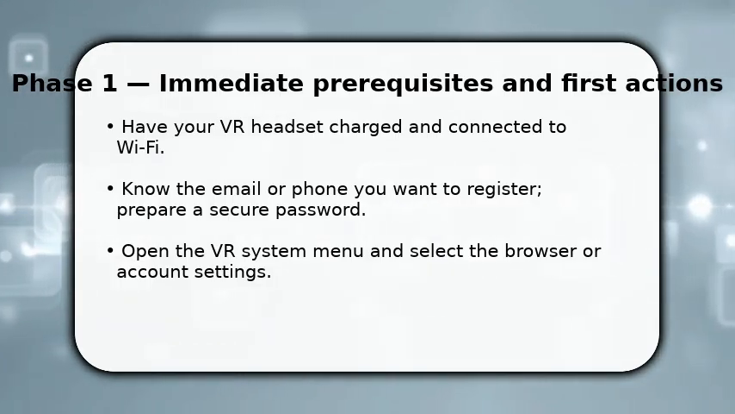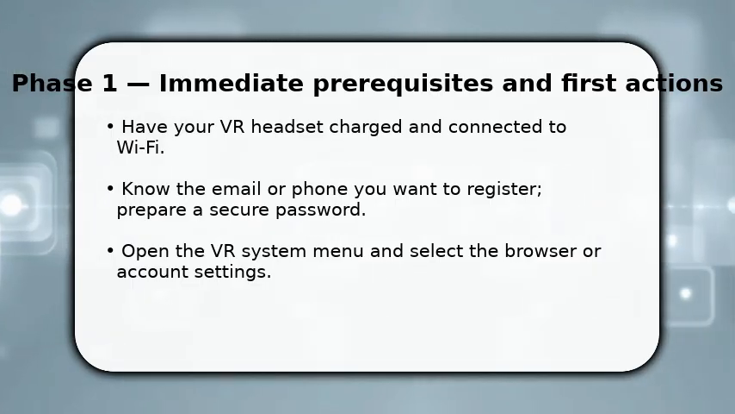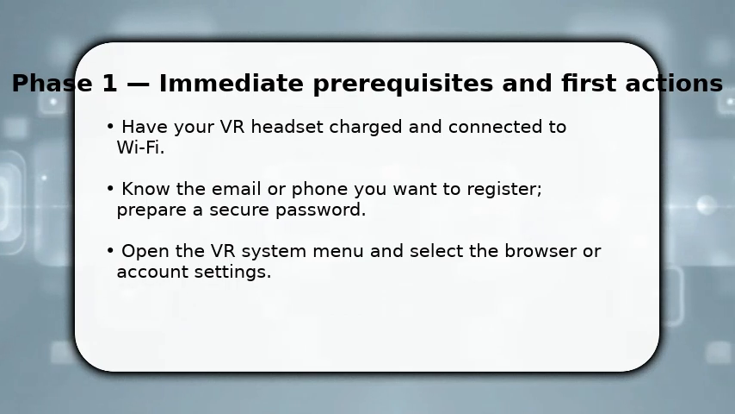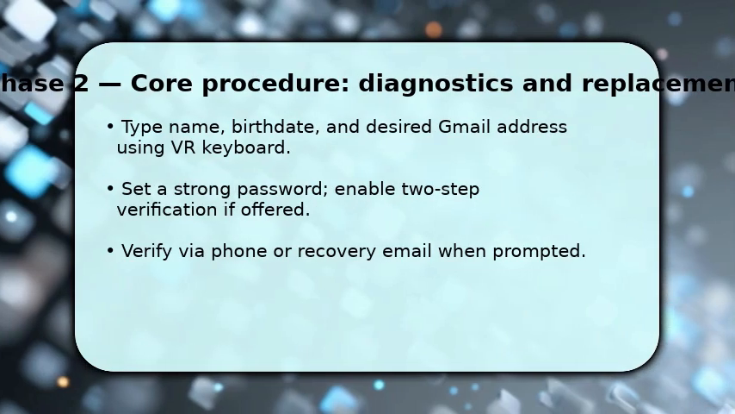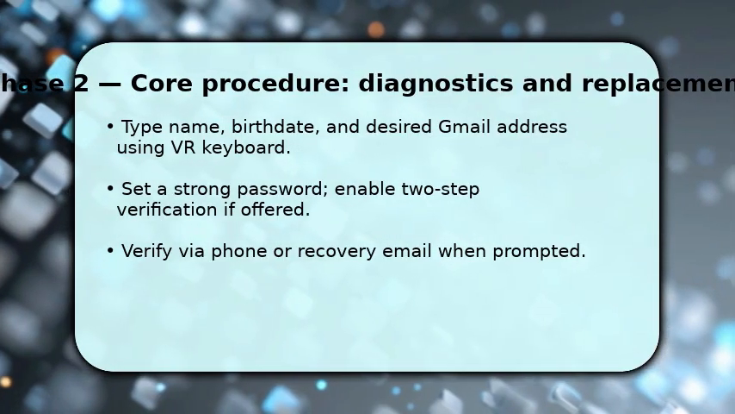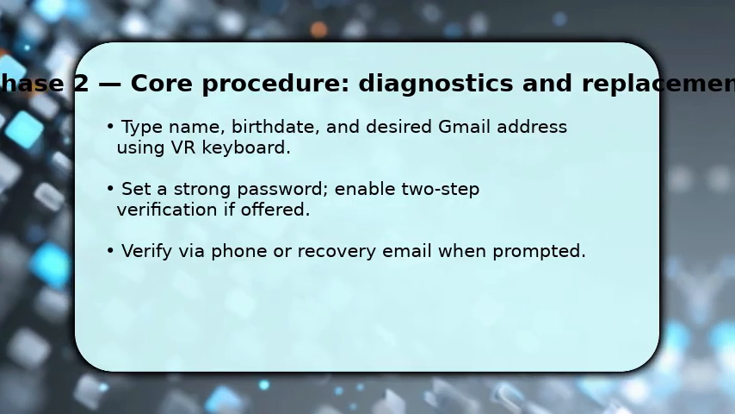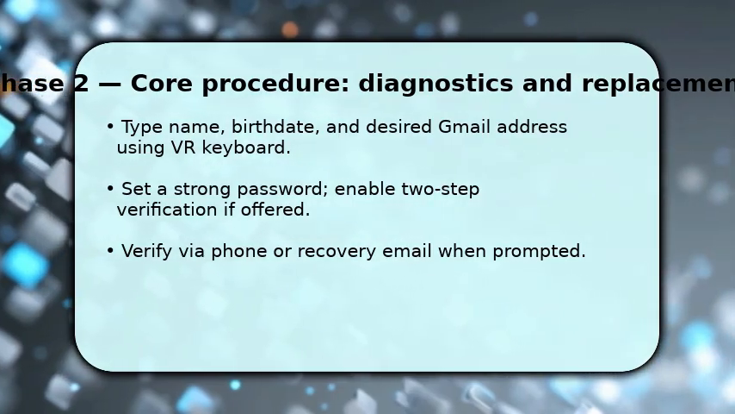Once done, move to the next screen to enter name, birth date, and preferred email handle. Make sure to use a recognizable display name. Now you'll input personal details using the VR keyboard, name, birth date, and the Gmail handle you want. Pause between entries to avoid typos. VR input can be slower.